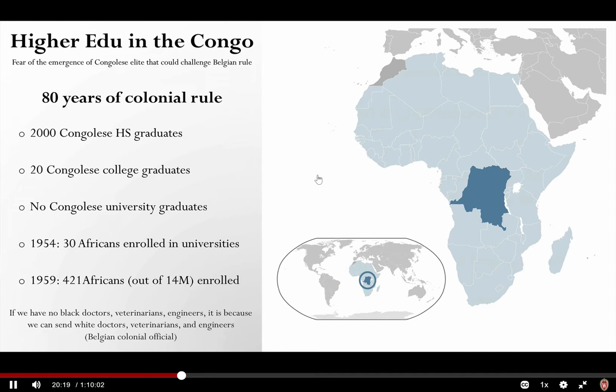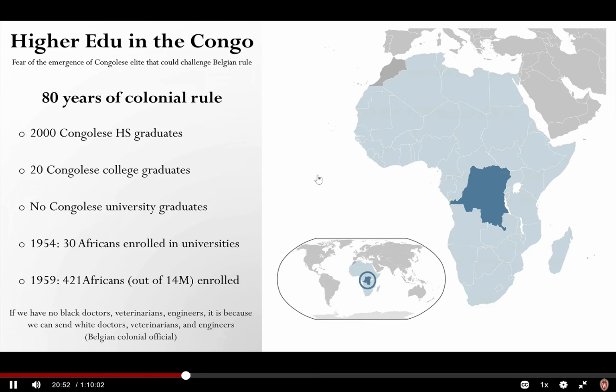This is the reason why only 20 Congolese students had graduated from college. Only 2,000 Congolese students had a high school education. There was no one who had gone to university, right? So these numbers are important today when we try to wrap our minds around the DRC crisis. That crisis is best understood when the situation is contextualized historically.